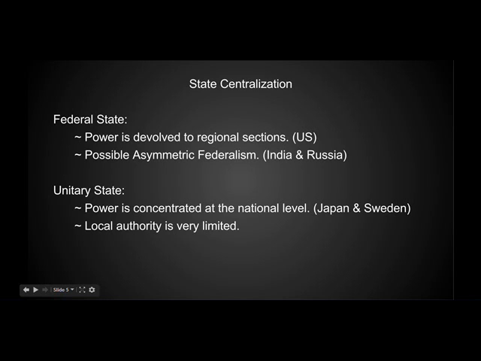For instance, Moscow has almost supreme power over any other region in the Russian Federation. The second type of centralization is called a unitary state. In this type of state, there is little distinction between regional bodies and almost all power is concentrated at the national level. Sweden and Japan are prime examples, as their regional bodies have very little power.